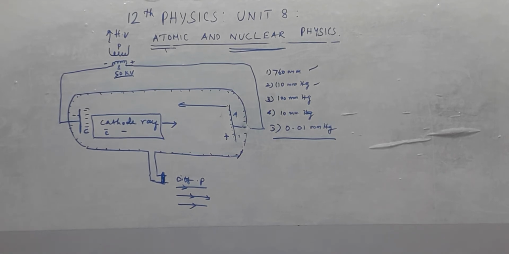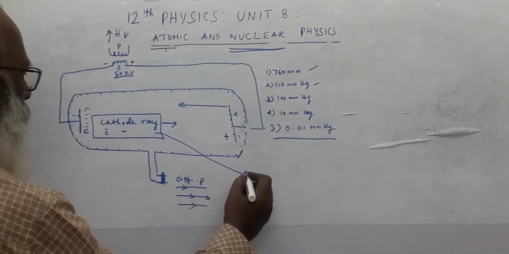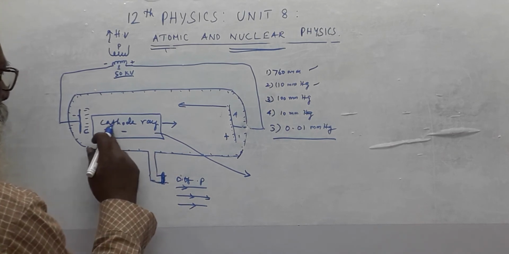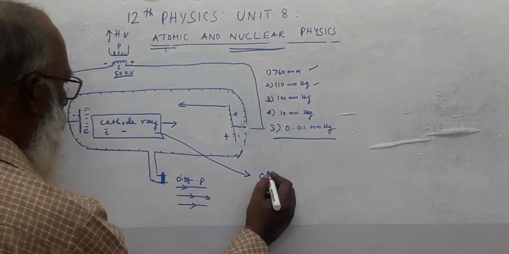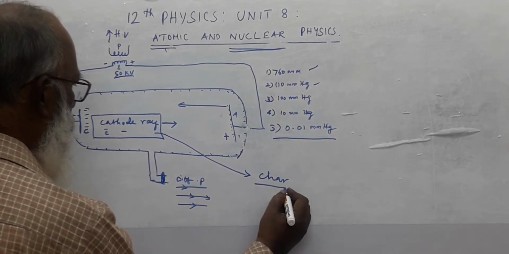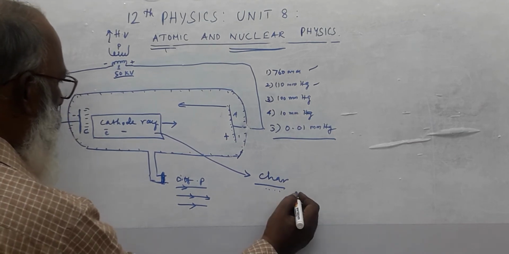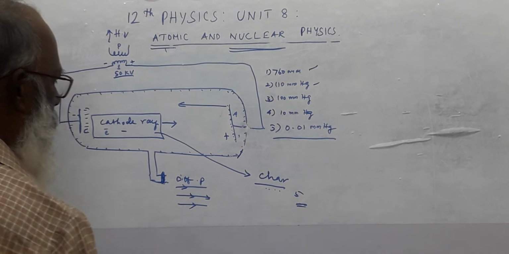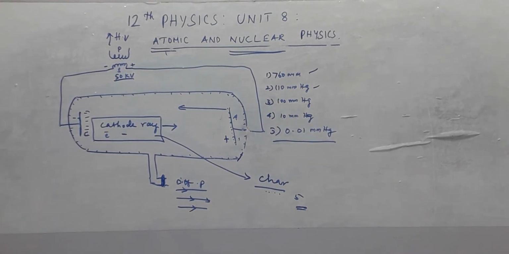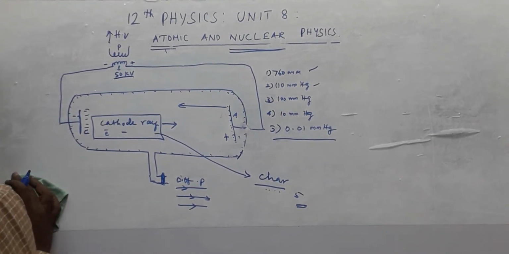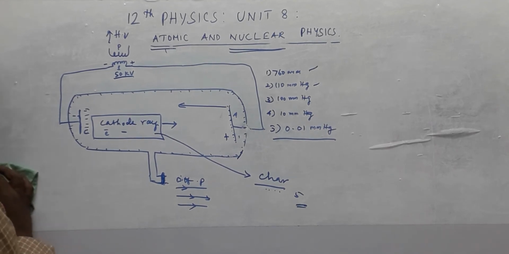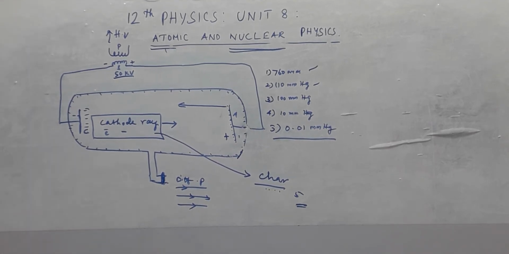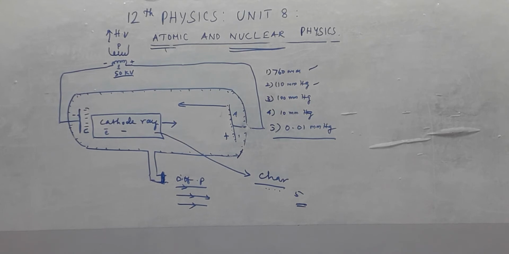Now, we have cathode rays, and what are the characteristics of cathode rays? That's a very, very important 5-mark question, which we are going to see now. Are you clear? Yes, I hope you understand. The video will be stopped.